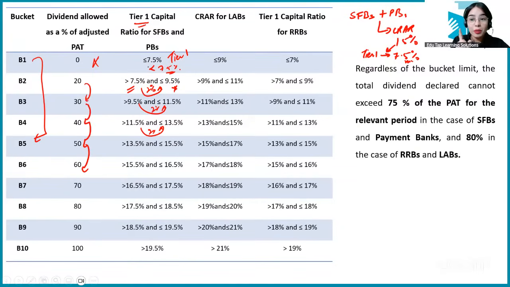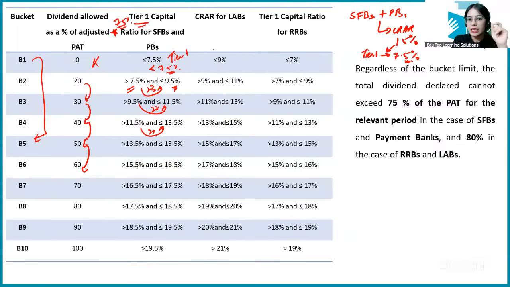So you just need to remember the criteria. If you know the criteria, you don't have to remember the table. There is no need for the table. You just need to keep in mind that for the small finance bank and payment bank, the minimum tier 1 capital is 7.5%. And from here, the table will start: for 7.5%, no dividend will be paid out. For the rest, keep increasing 2%, and with that, the dividend payout will increase by 10%.